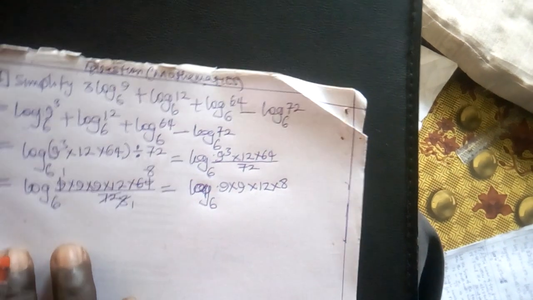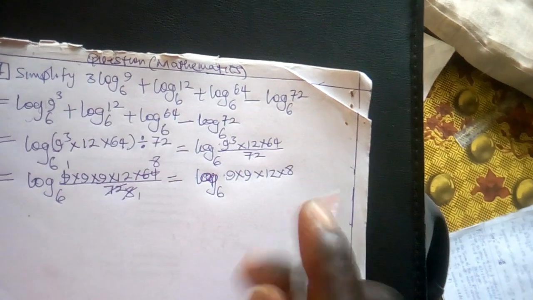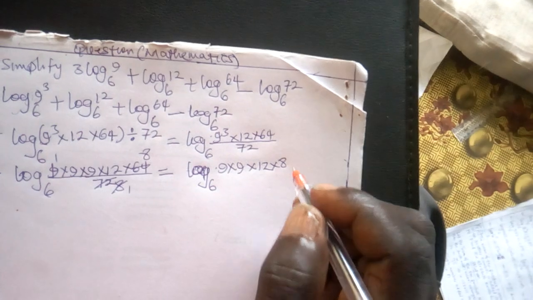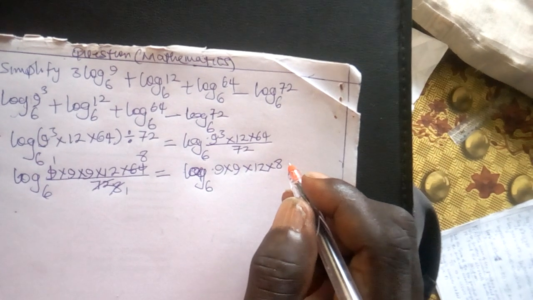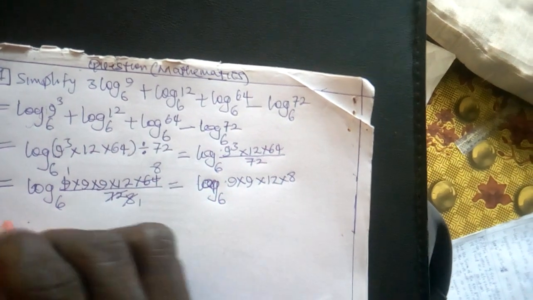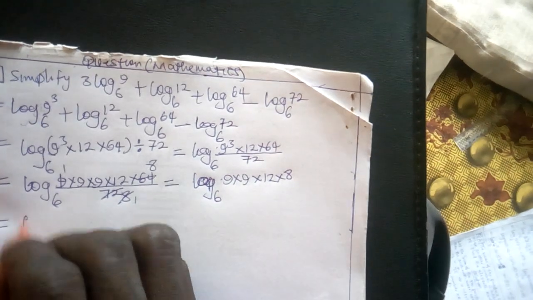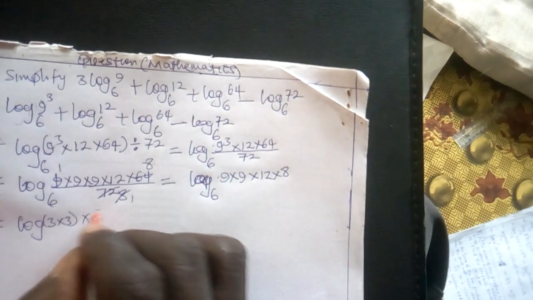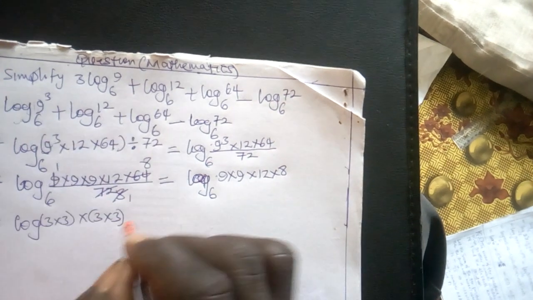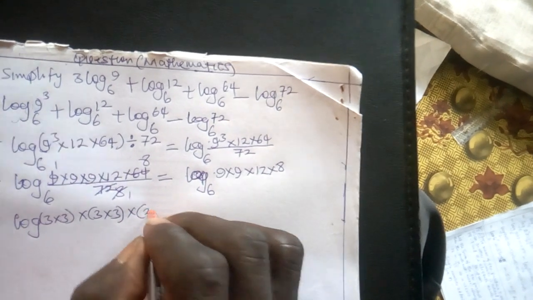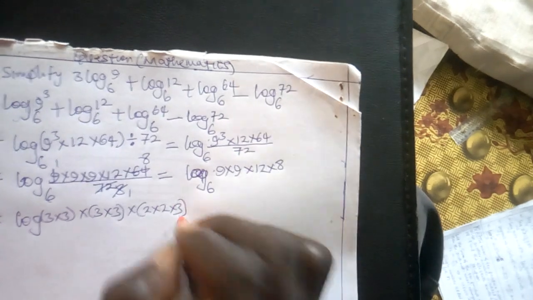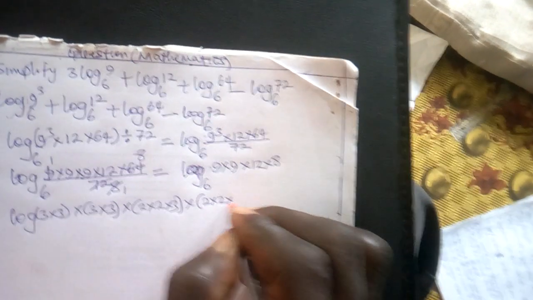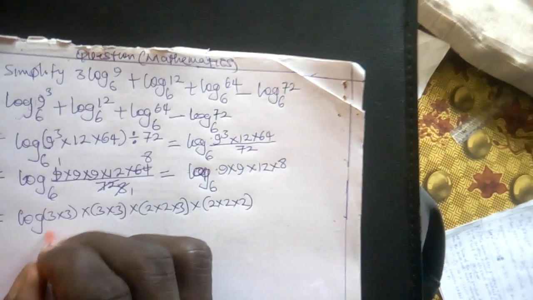I don't want to find the product. I want to split each of the numbers 9, 9, 12, 8 into their prime factors, so that maybe I will be able to generate 6 out. So we have the log of 3 times 3, that's the first 9, times 3 times 3, the second 9, times 2 times 2 times 3, that's 12, times 2 times 2 times 2, that's 8, to base 6.